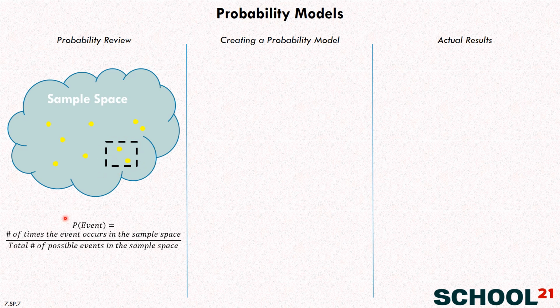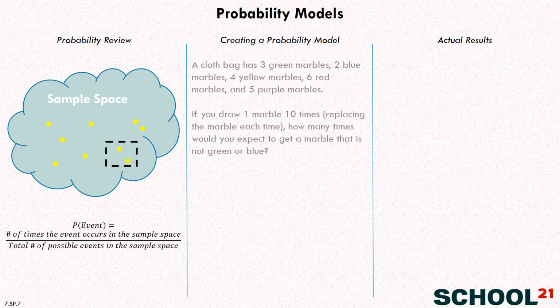And we can calculate probability using math by saying the P, probability of an event, we put it in parentheses here, is the number of times the event occurs in the sample space divided by the total number of possible events in the sample space. So let's use a probability model here to take a look at this problem.